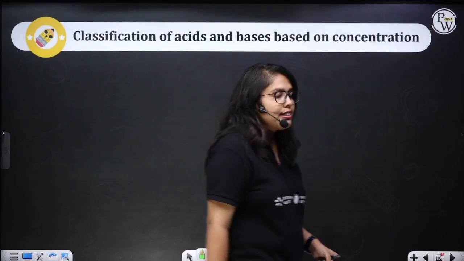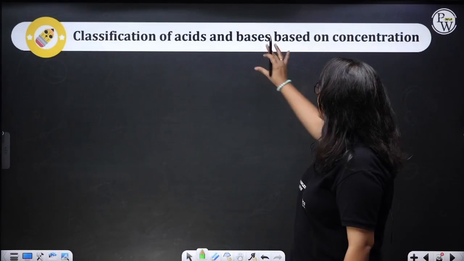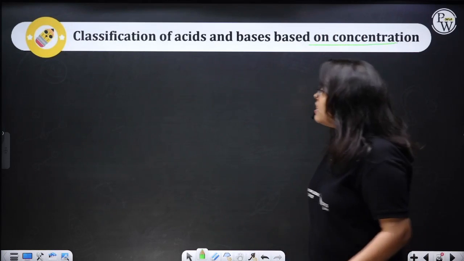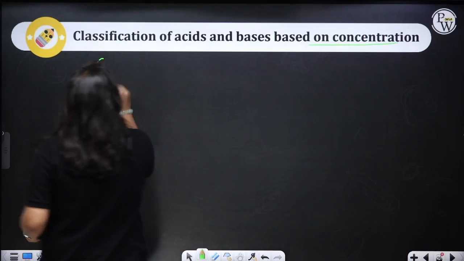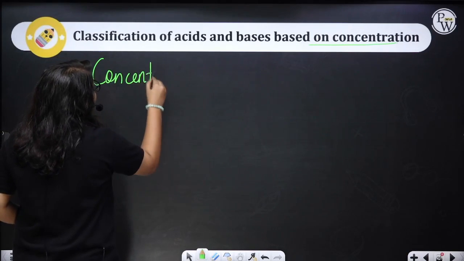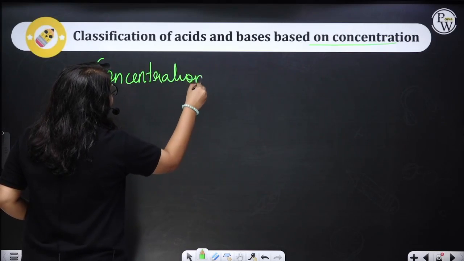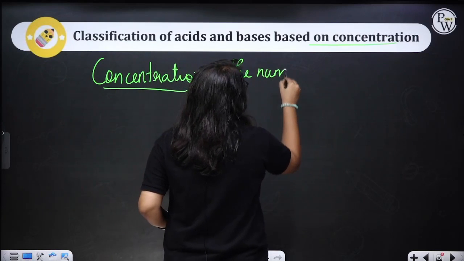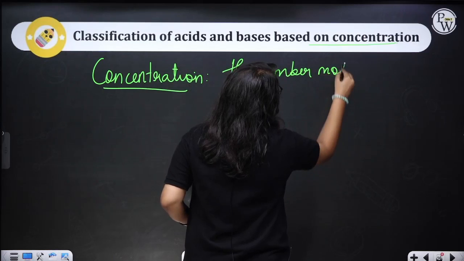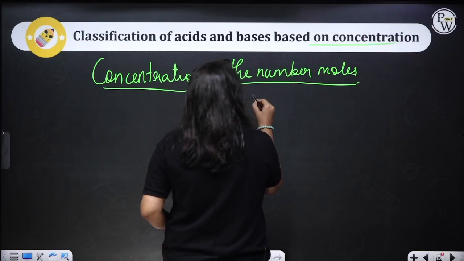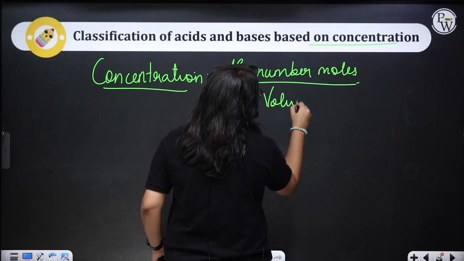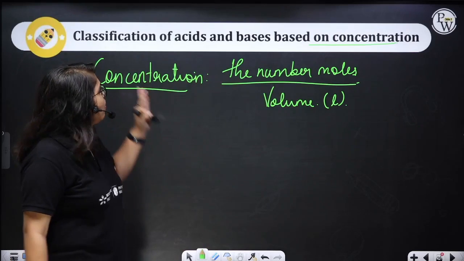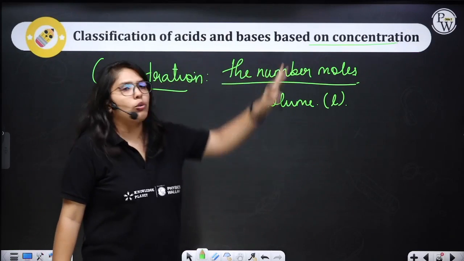Let's now try to understand the classification of acids and bases based on their concentration. Now, what about their concentration, beta? See, what do you understand by the term concentration? Concentration is nothing but the number of moles of a substance per unit volume, that is in a given volume, let's say liters. This is concentration.